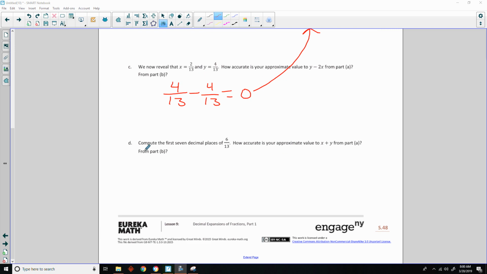Okay. Part D now says to compute the first 7 decimal places of 6/13. So that's taking 6 and dividing by 13. So I'm going to put a 0. And I'm going to save time here. We don't need to do long division. Hey Siri, what's 6 divided by 13? 6 divided by 13 is about 0.4615. Okay, she didn't go out far enough. So let me use my calculator. Using a calculator and going out 7 decimal places, it's 0.4615384.